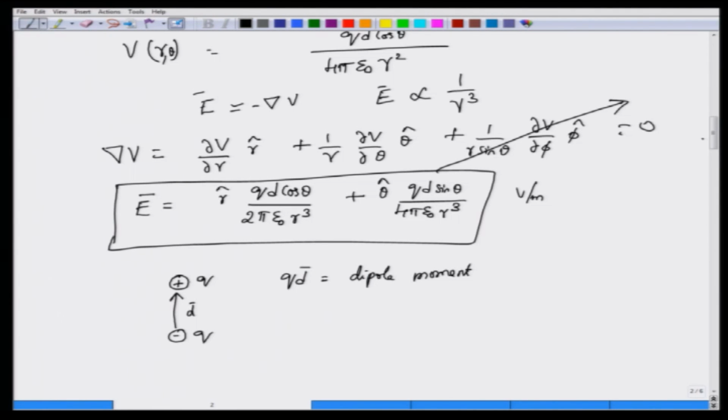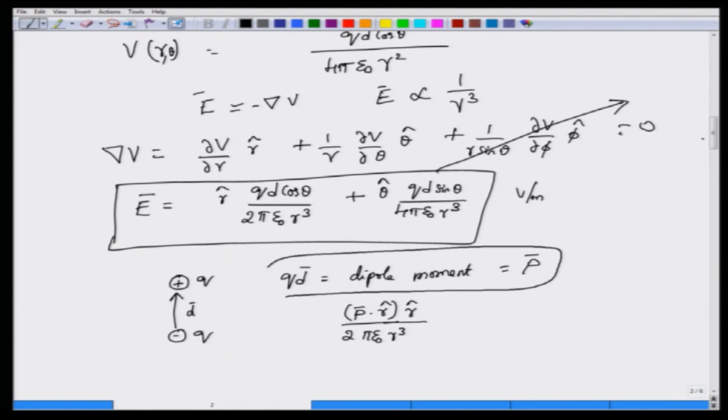Okay. In terms of the dipole moment, you can represent, for example, this particular r component as q d, and this dipole moment is typically denoted by small p. Okay. This is denoted by small p vector, I can write down the r component as p dot r hat divided by 2 pi epsilon 0 r cube. I can define this one, right, p dot r into r hat divided by 2 pi epsilon 0 r cube. Okay. So, this dipole moment is going to be very important, because we will now imagine that the dielectric material that we have is actually filled with such dipole moments.